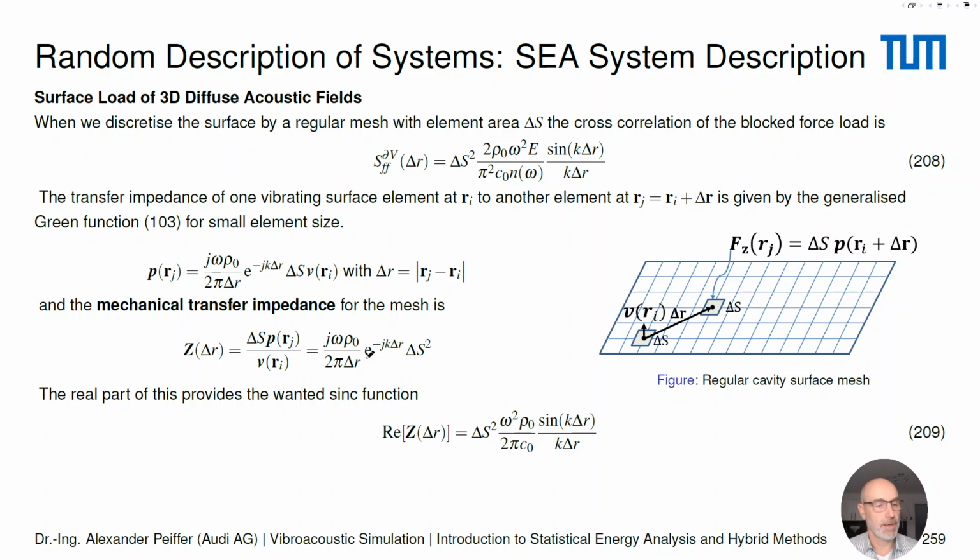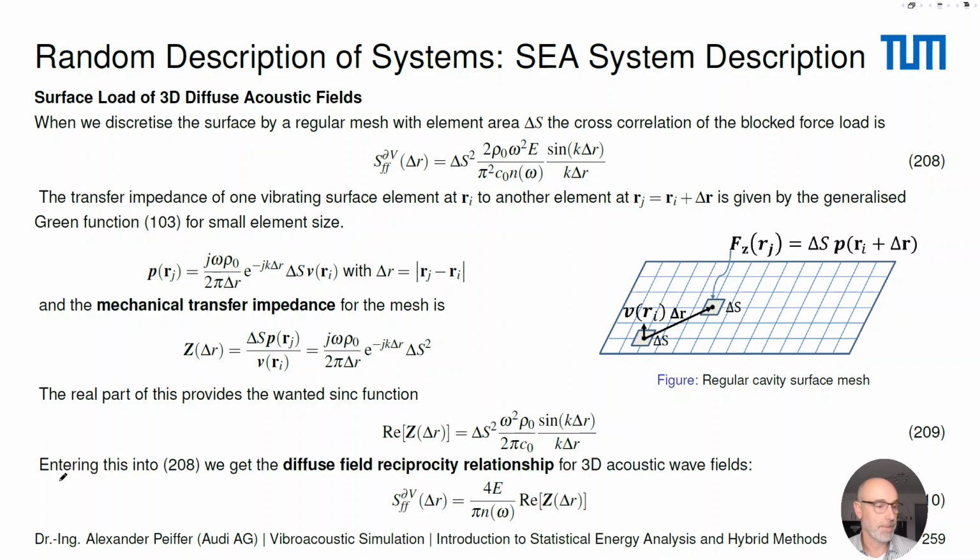And if we arrange all these things together, the real part of this, we will finally find that this is the expression of the real part of the mechanical transfer impedance. So we have the sinc function here, we have again some expression here, and we have the squared area of our element of the regular mesh. If we now finally compare it to the above equation, enter this and rearrange the terms a little bit, we are finally ending up with the so-called diffuse field reciprocity relationship for a three-dimensional acoustic wave field.